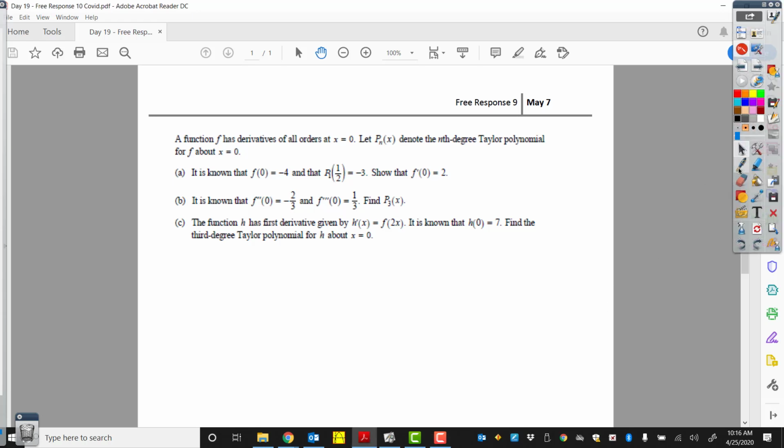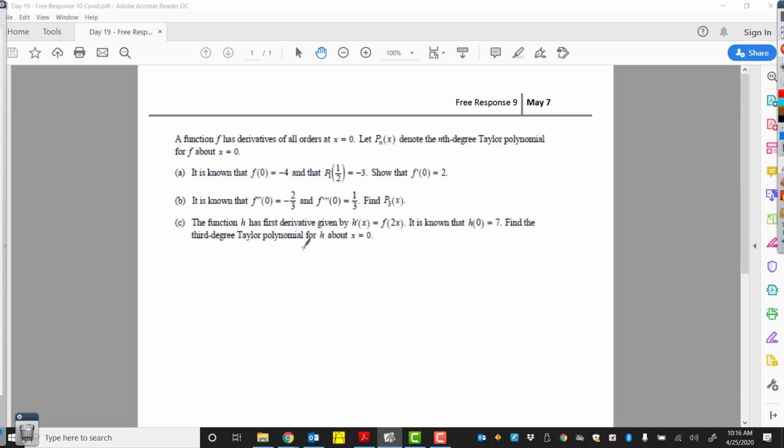All right, today we're looking at FRQ9. So let's go ahead and get to work. A function f has a derivative of all orders at x equals 0. Let p sub n of x denote the nth degree Taylor polynomial for f.